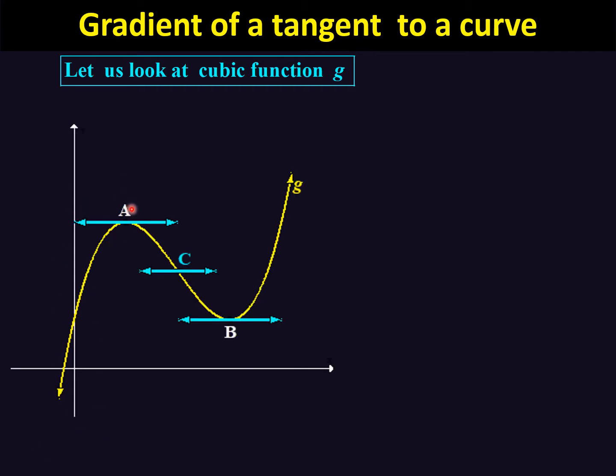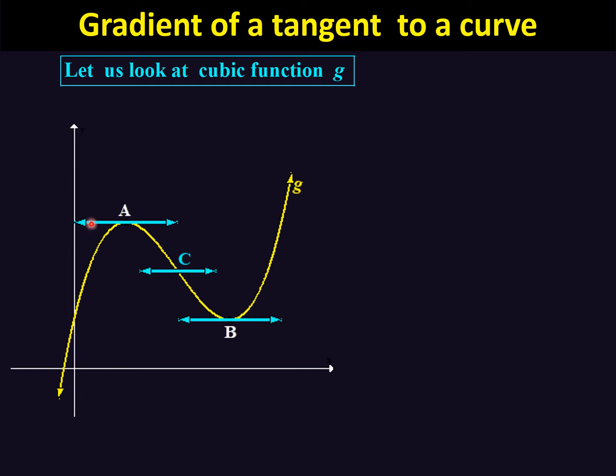If I look at this curve here, we see at point A, we have a tangent here, and the gradient of that tangent is 0. The gradient of that tangent is 0, right? There we also, but this is not a tangent, right?